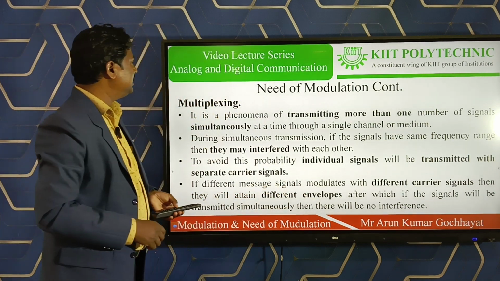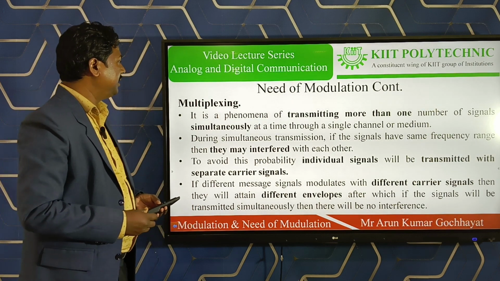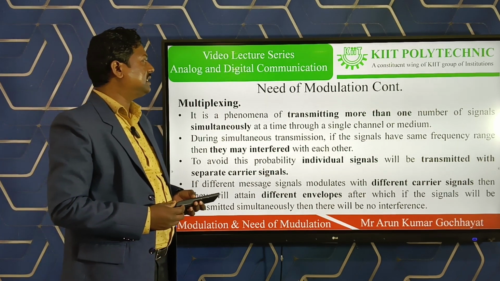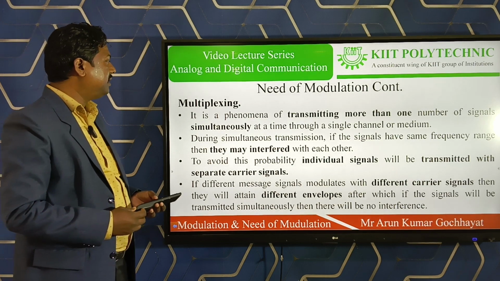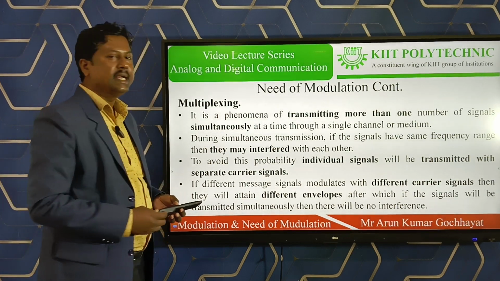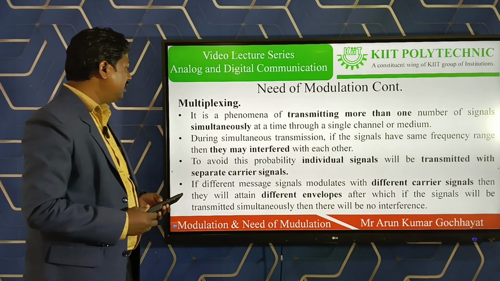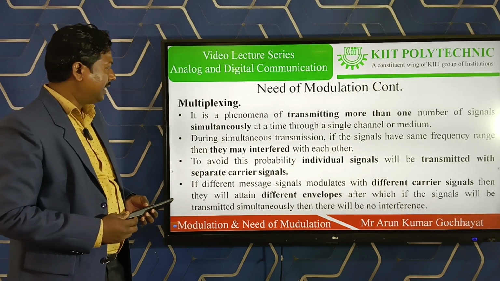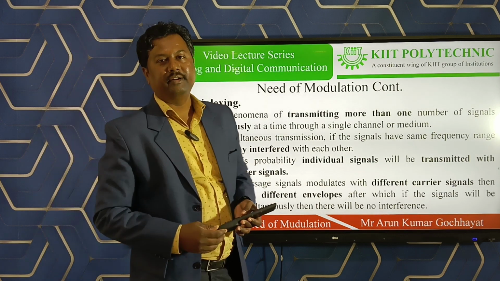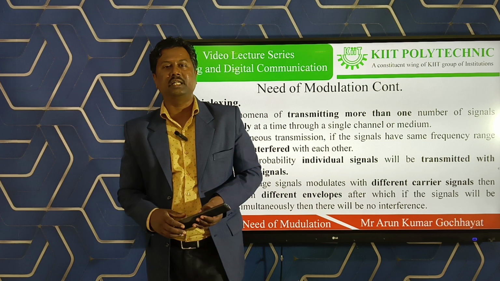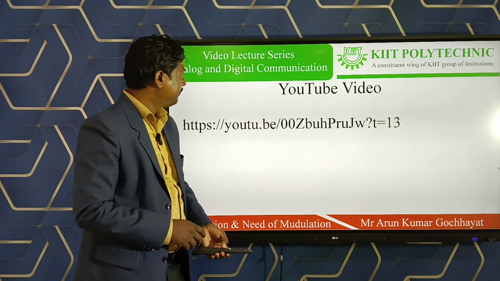As it is written over here, it is a phenomenon of transmitting more than one signal simultaneously at a time through a single channel or medium. During simultaneous transmission, if the signals have the same frequency range, they may interfere with each other. To avoid this, individual signals are transmitted with separate carrier signals. If different message signals are modulated with different carrier signals, they will attain different envelopes. After which, if the signals are transmitted simultaneously, there will be no interference. So all these four points make modulation so important. These are the needs of modulation.